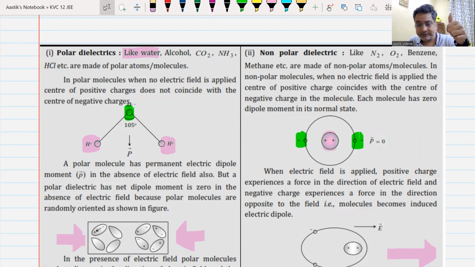Everyone got this? Yes, sir. I'll give you 2 minutes to go through this diagram and draw it, polar, non-polar. Let me know once you're done.